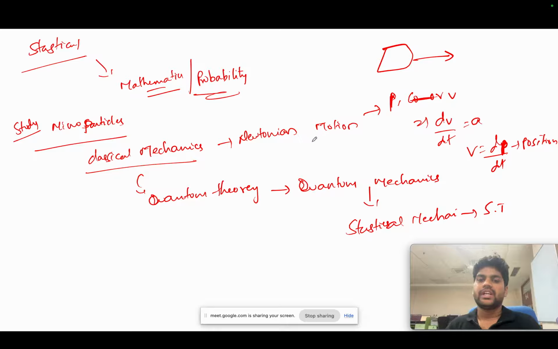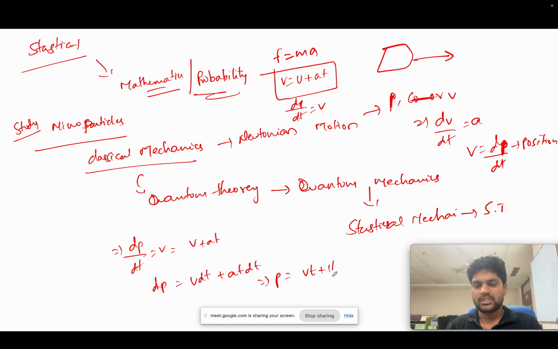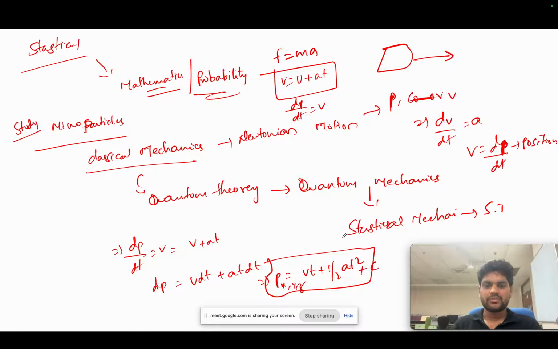So if you use the Newtonian motion for any microscopic body, you can easily find out the position. Suppose the body is moving with F equal to ma; you have seen from the basic classes v equal to u plus at. From here you get the velocity, and dp by dt equal to v gives u plus at, which is dp equal to u dt plus at dt. If I do the integration, you will get the position as ut plus half at square, in the x, y, and z directions, with a constant c. Okay, so these are from the Newtonian motion.